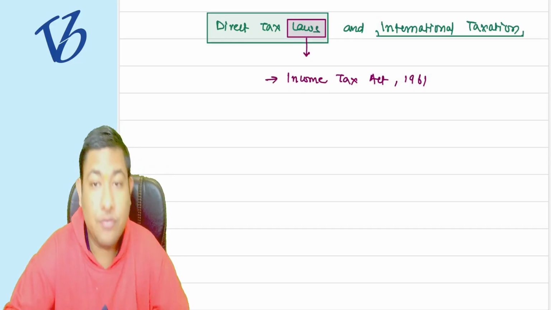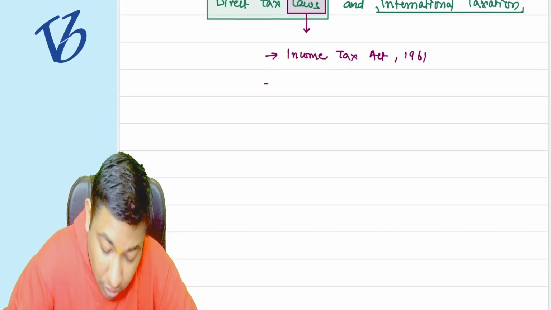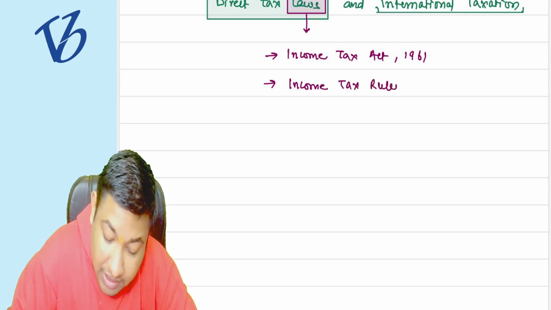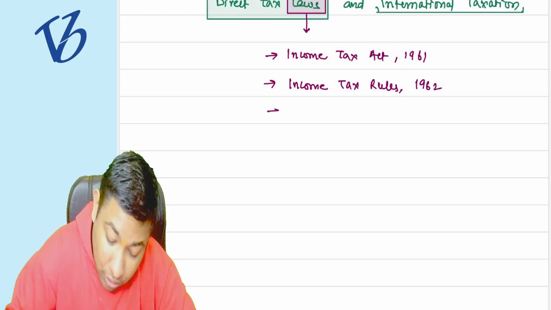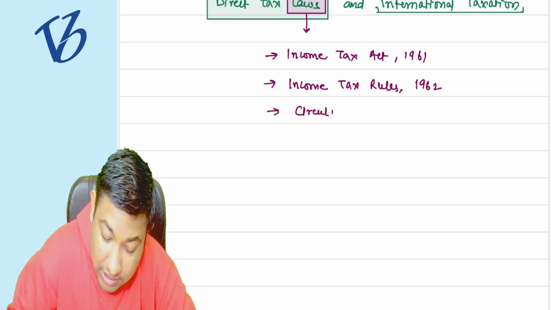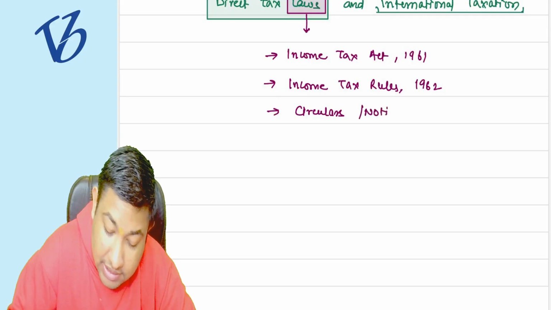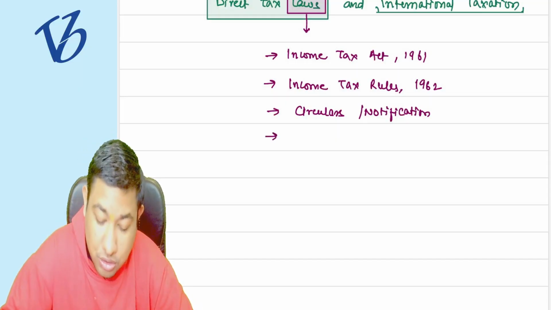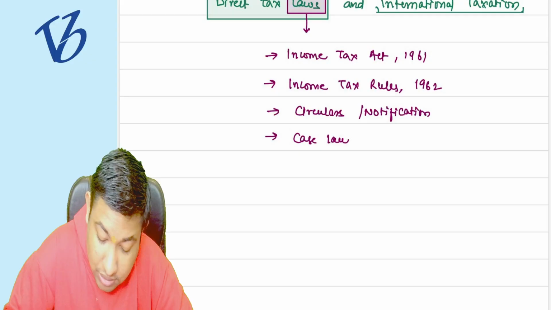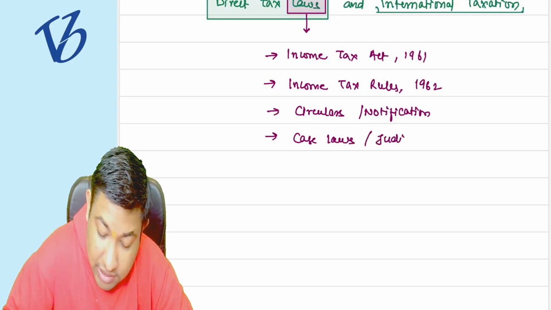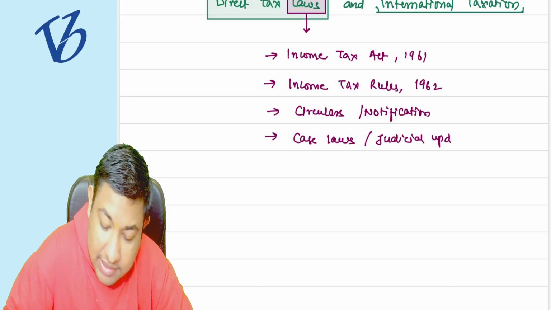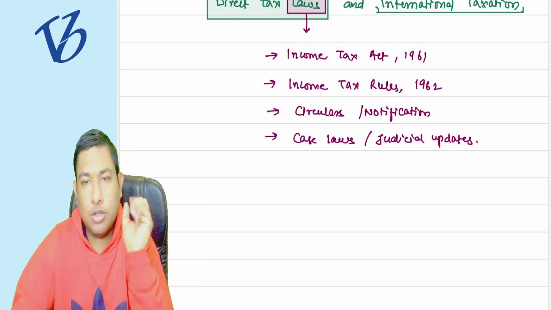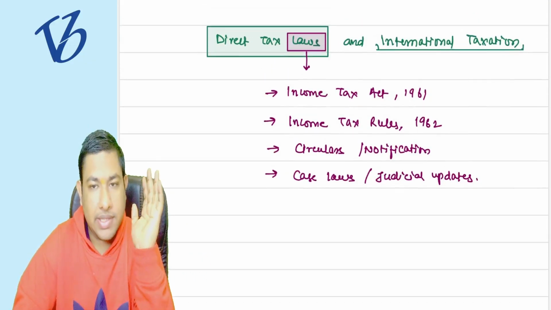The law comprises the Income Tax Act 1961. The law even comprises the Income Tax Rules, 1962. The law even comprises circulars and notifications. What are these things? We'll discuss. And the law also comprises case laws or judicial case laws or judicial updates. These are the same thing. Different terminologies are there, but case laws, judicial updates, or judicial rulings. Understood?